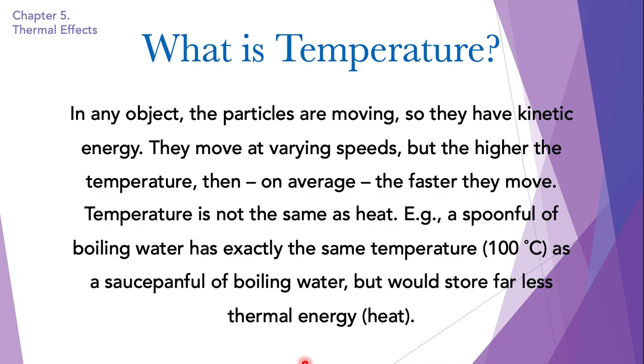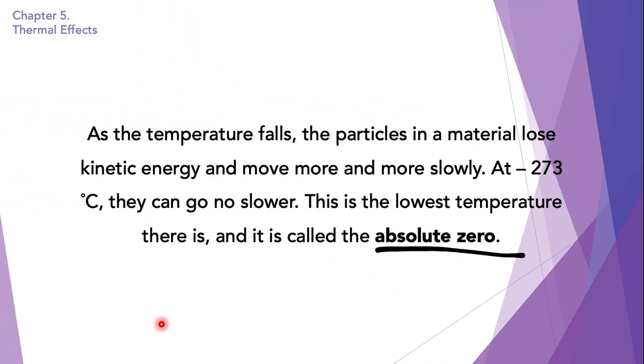So now let's look at absolute zero and the Kelvin scale of temperature. As the temperature falls, the particles in a material lose kinetic energy and move more and more slowly. At minus 273 degrees Celsius, they can go no slower, which means that they cannot lose any more kinetic energy. So this is the lowest temperature there is, and it is called absolute zero. The rules of atomic physics do not allow particles to have zero energy, but at absolute zero they would have the minimum energy possible.